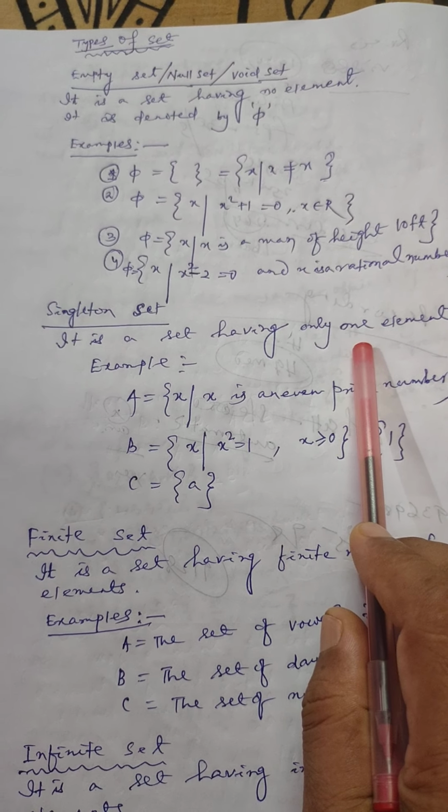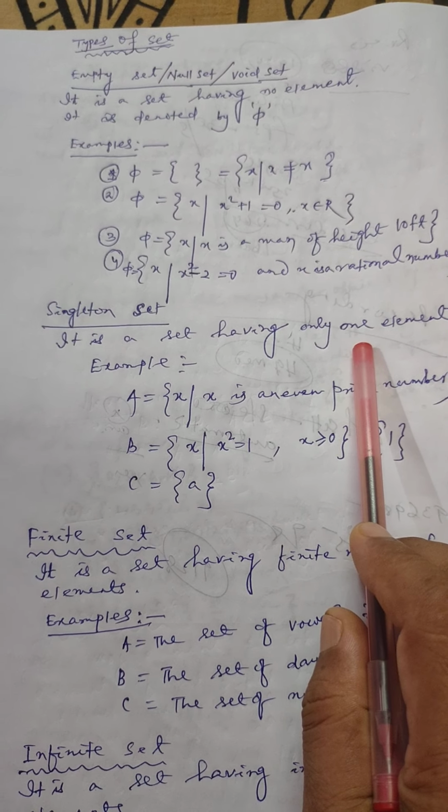We consider another example. We consider the set of all x such that x square is equal to 1 where x is greater than or equal to 0. Definitely, x square is equal to 1 for positive x gives only one value, 1. Therefore, this set B has only one element, so it is called a singleton set. We consider another set C which has only one element A. Therefore, it is also a singleton set.